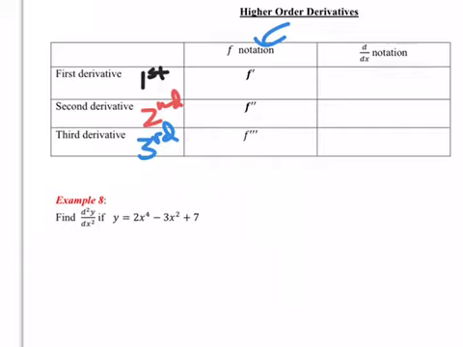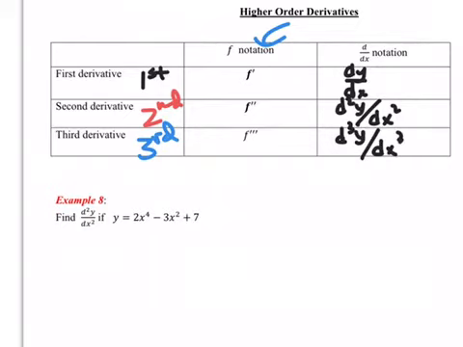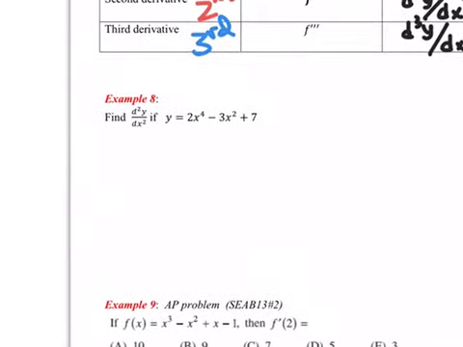One way to write the d/dx notation would be dy/dx, right? That's the derivative of y with respect to x. That's for the first derivative. The second derivative is d squared y over dx squared. That's just an indicator of the second derivative. And the third derivative kind of follows suit with that. That's d cubed y over dx cubed. Okay, so those are your derivative notations in f notation and d/dx notation.